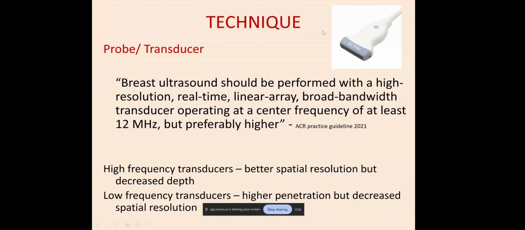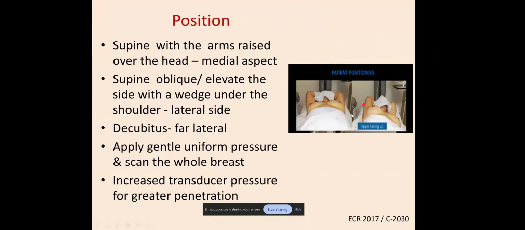So one good point about today's transducer is that it is broad bandwidth. So it has a range of frequencies. Thus, it can work both as a high frequency transducer as well as a low frequency transducer. But at least 12 megahertz would be included in the probe. Now next, how do we position?